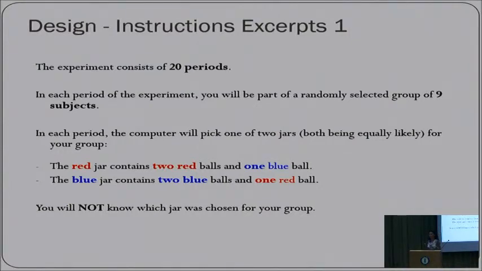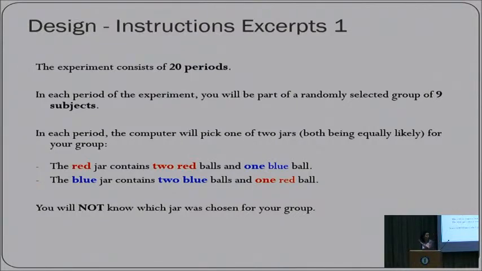All right, so now I'm going to talk very fast because I'm essentially going to repeat information, and stop me if I'm being unclear. So here are excerpts from the instructions. This is what subjects would see when they came into the lab, although I would talk slower. The experiment consists of 20 periods. In each period of the experiment, you will be part of a randomly selected group of 9 subjects. In each period, the computer will pick one of 2 jars, both being equally likely for your group. The red jar contains 2 red balls and 1 blue ball. The blue jar contains 2 blue balls and 1 red ball. You will not know which jar was chosen for your group.